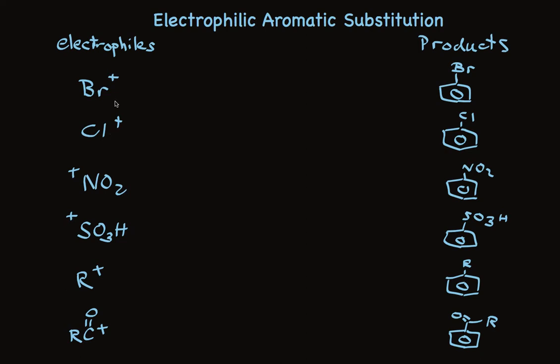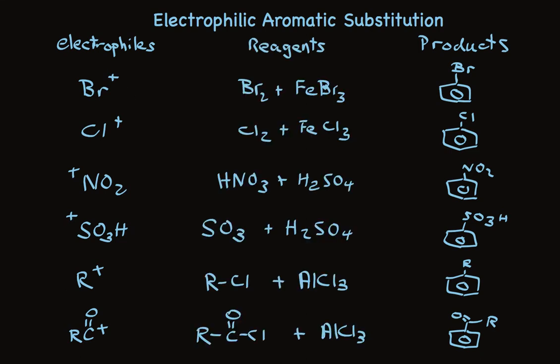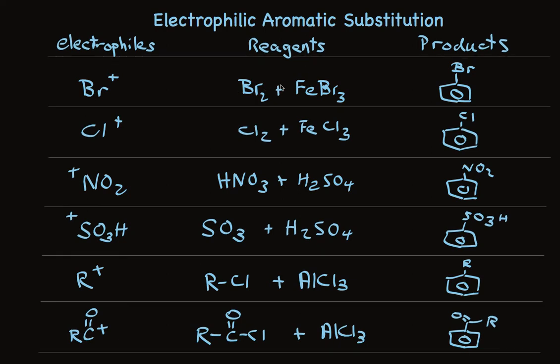Well, you can't buy these in bottles. You have to make these with a combination of reagents. In each of these cases, 2 reagents together will make the electrophile you need. Here they are. And I'll put some lines in here to turn this into a table, keep us from going cross-eyed. So in each case, the pair of reagents I have listed here makes this electrophile, which goes directly on the ring in place of a hydrogen.